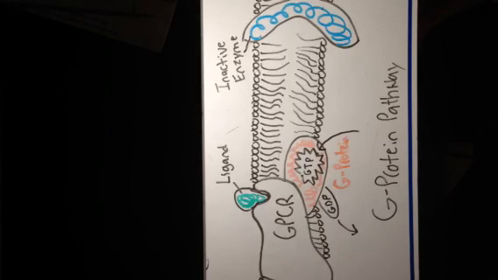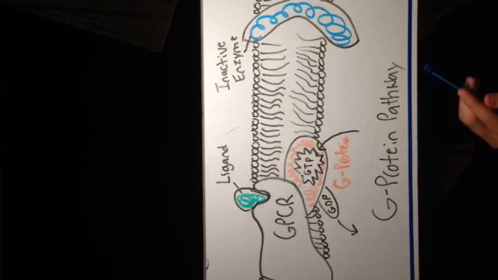Today we'll be talking about cell communication. There are four main processes involved in cell communication: the G protein pathway, the tyrosine kinase pathway, ion channel receptors, and intracellular receptors. The first process I'll be talking about is the G protein pathway.